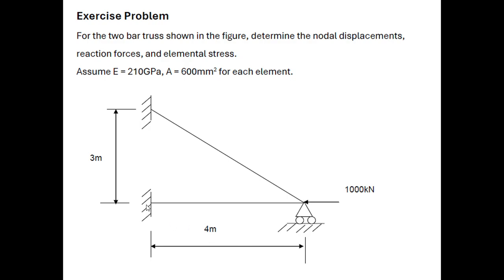So in the given sketch, these two vertices are fixed and this pin joint is subjected to a load of 1000 kilonewton, as well as this is not fixed. It can move freely in the x direction. So let us solve this problem by using Ansys Workbench.